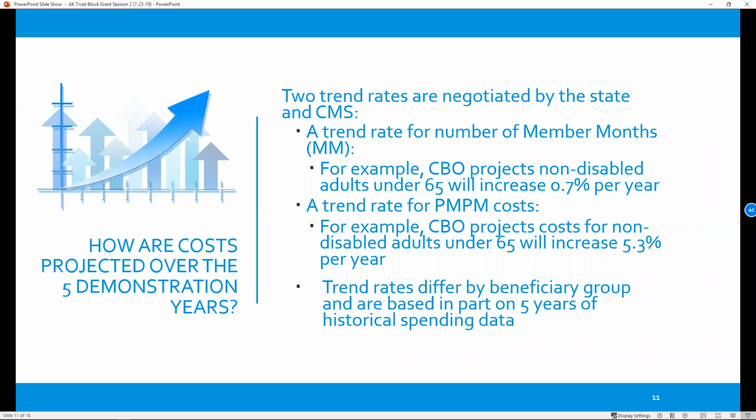But just so you get a feeling for this, for non-disabled adults under 65, right now the Congressional Budget Office nationally for all federal spending in all states is projecting a growth of about 0.7% per year in the number of member months. And similarly, for per member per month costs for that same population, CBO is projecting that nationally, that's going to increase about 5.3% a year.